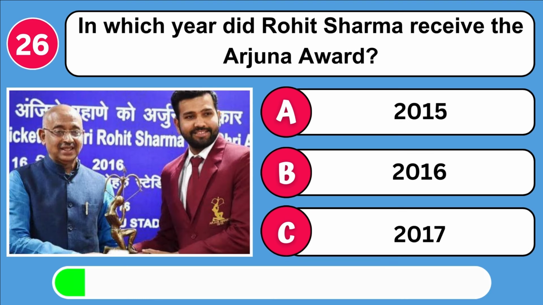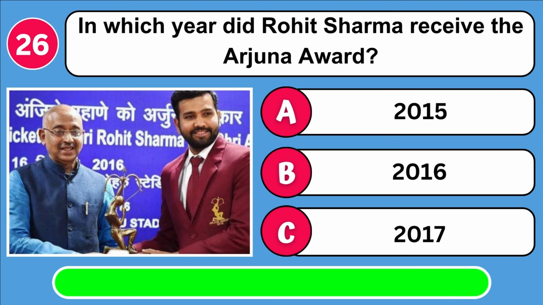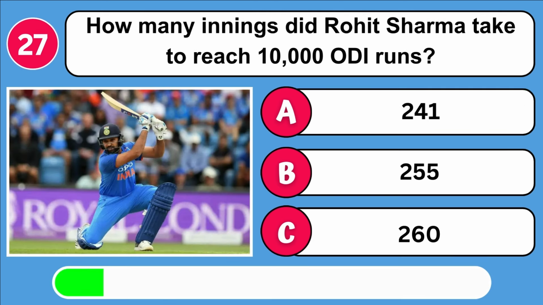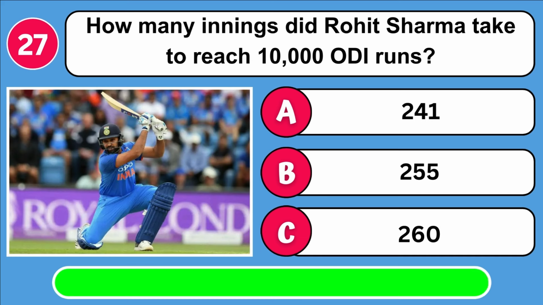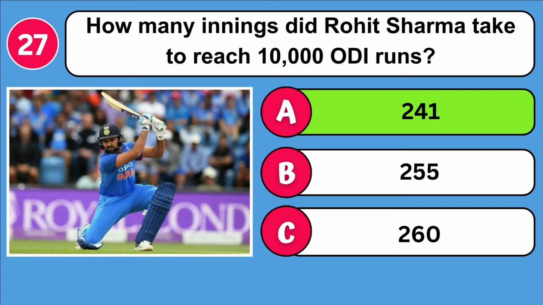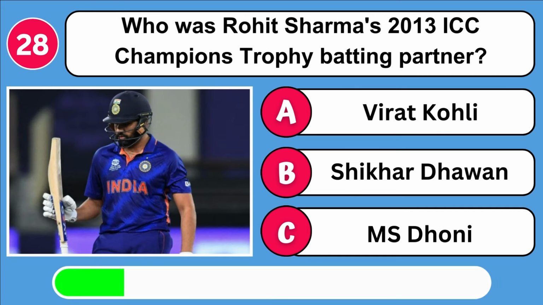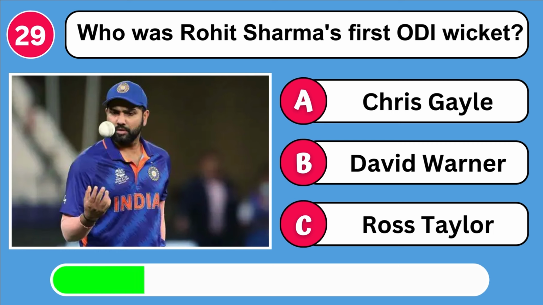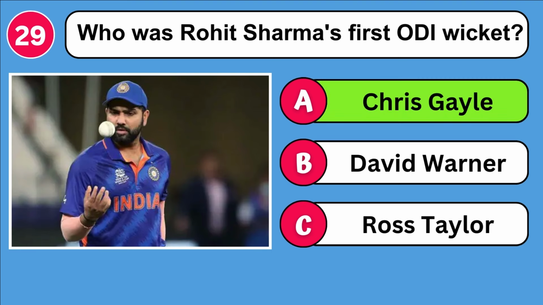In which year did Rohit Sharma receive the Arjuna Award? 2015. How many innings did Rohit Sharma take to reach 10,000 ODI runs? 241 innings. Who was Rohit Sharma's 2013 ICC Champions Trophy batting partner? Shikhar Dhawan. Who was Rohit Sharma's first ODI wicket? Chris Gayle.